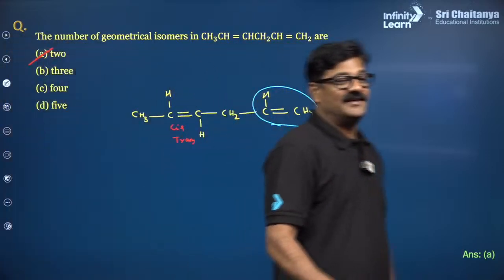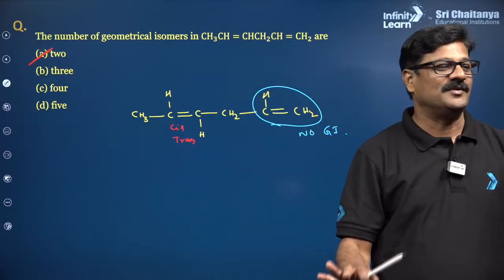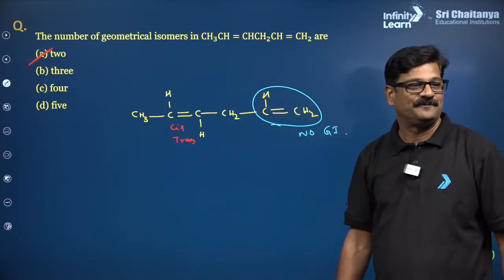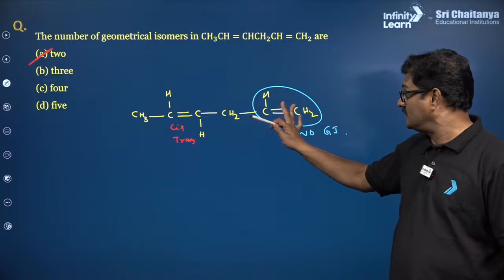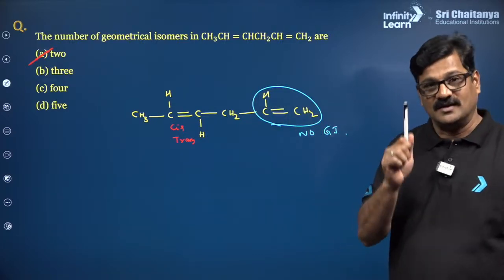So many traps will be there in the examination. Okay, you will be trapped, mind it. This structure can give you a trap. You have to elaborate this. This is not eligible for showing geometrical isomerism.